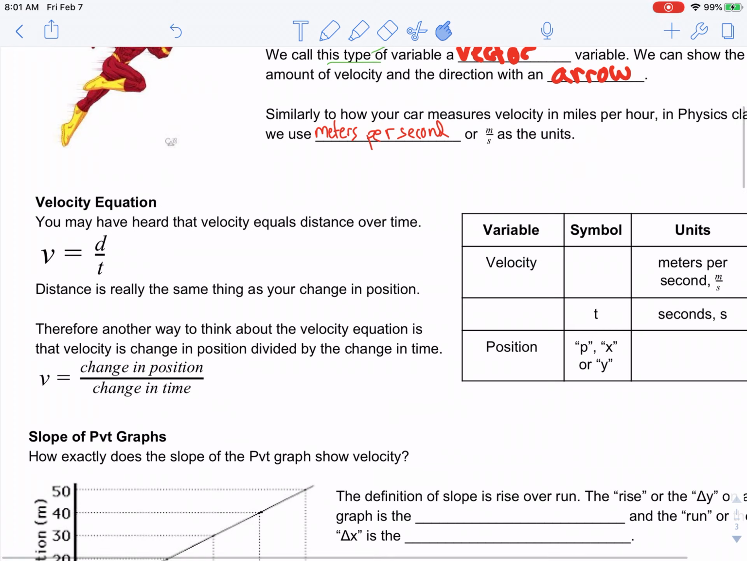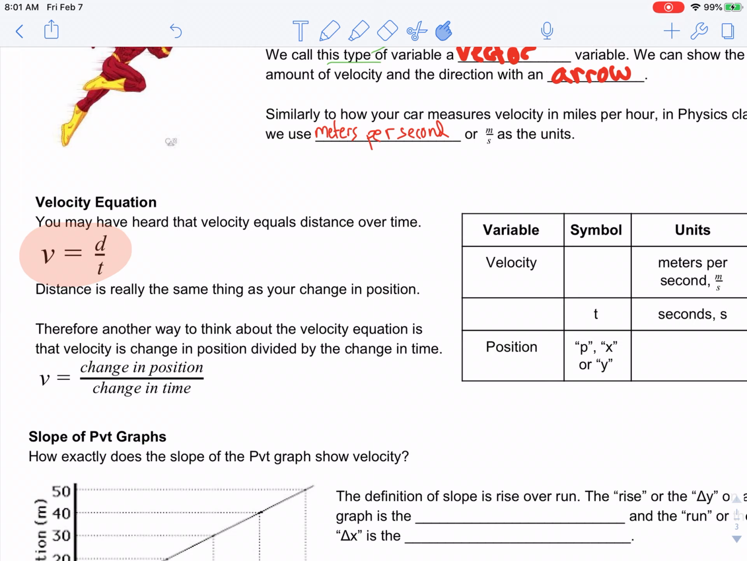Okay, let's get into it. You may have heard that velocity equals distance over time, and that's correct. So here's our equation: v equals d over t, where v is velocity, d is distance, and t is time. Distance is really the same thing as your change in position.